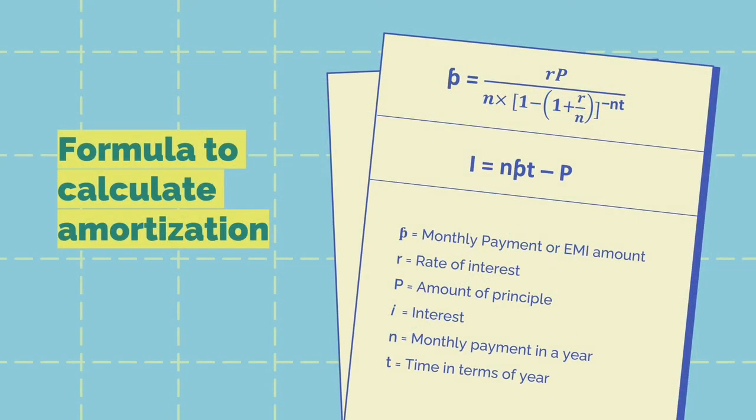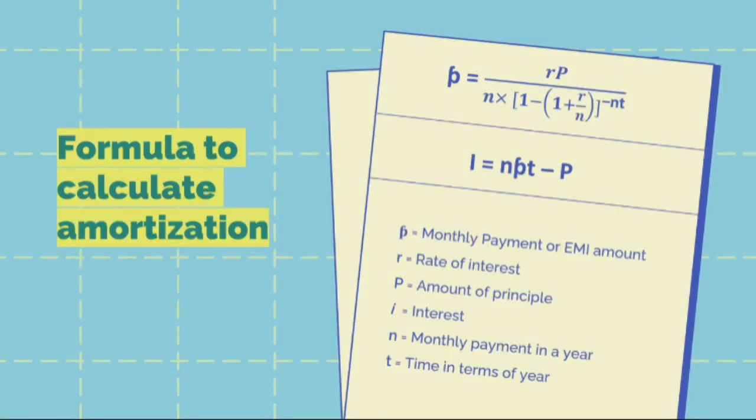Okay, we move on. So this is the formula to calculate amortization. Look at the right side. At the bottom is the formula to calculate the EMI amount, and the middle one is the formula to get interest.